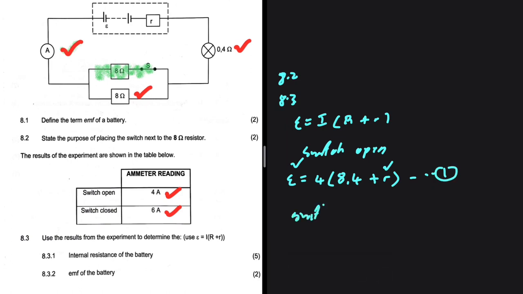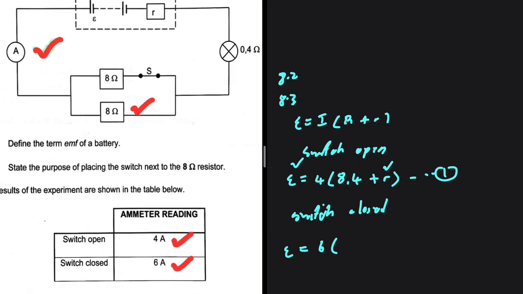Now, when the switch is closed, the EMF is still the same. It doesn't change unless you change the power source. The current is 6 amps, but we need the external resistance. Let's go ahead and look at our diagram. When the switch is closed, the 8 ohm resistor is in parallel with the other 8 ohm resistor.